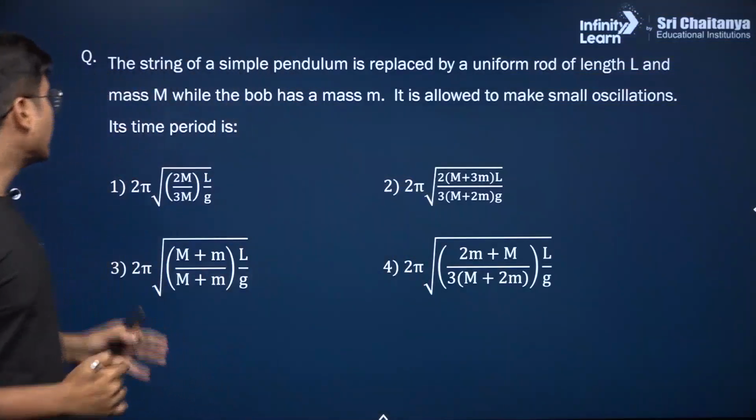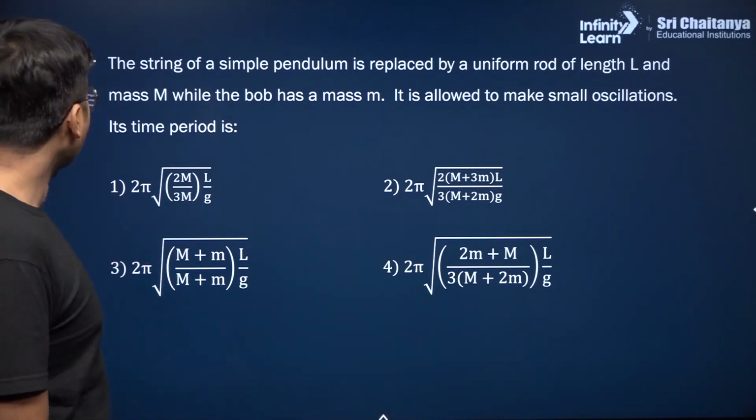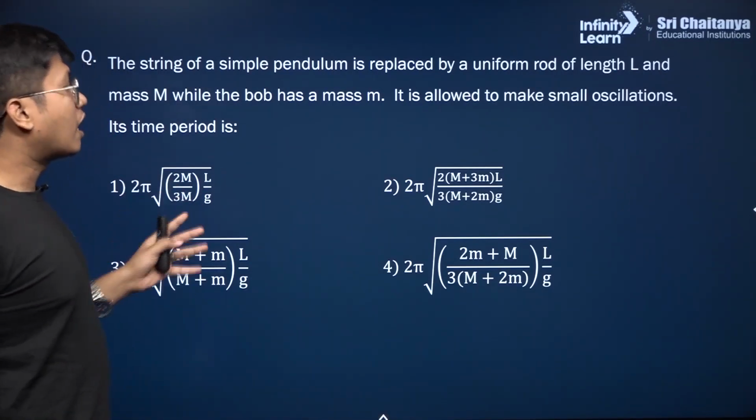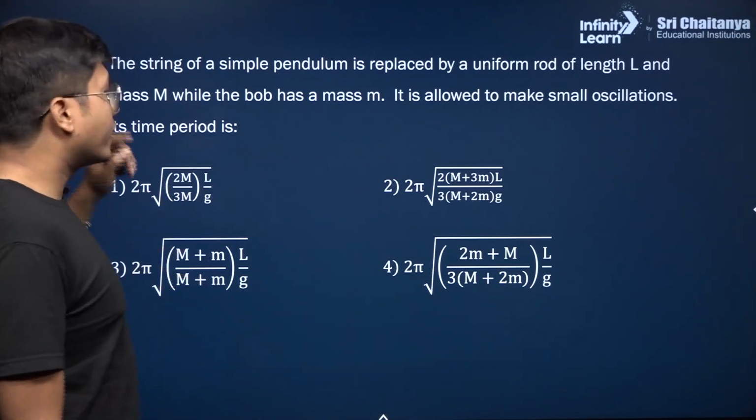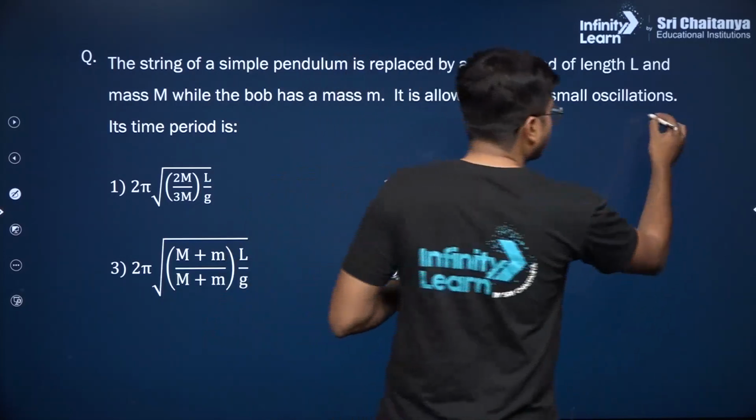The first question says that the string of a simple pendulum is replaced by a uniform rod of length L and mass capital M, while the bob has a mass small m. It is allowed to make small oscillations. Its time period would be. Now over here, what is actually happening?